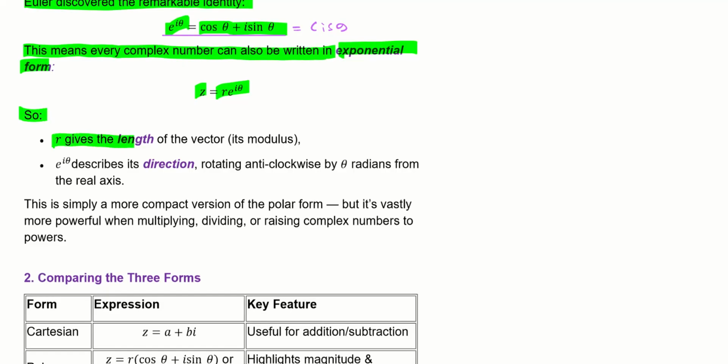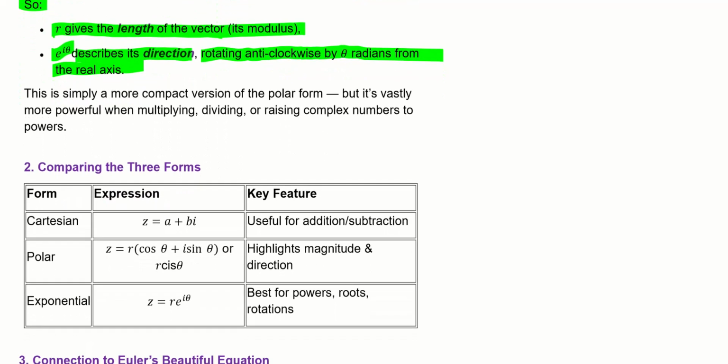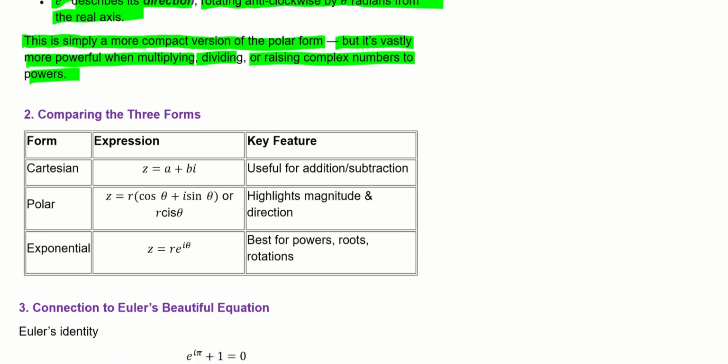So r gives the length of the vector, its modulus, as before. e to the i theta describes its direction, rotating anticlockwise by theta radians from the positive real axis. This is simply a more compact version of the polar form, but it's vastly more powerful when multiplying, dividing, or raising complex numbers to powers.